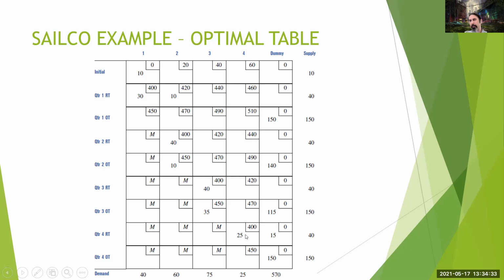For the fourth quarter, we are producing 25 in regular time. We're not producing anything in overtime, and this 50 of excess production we're not using. So 25 is used for the fourth quarter and 15 capacity is unused. The dummy means unused capacity once again. So this is the optimal solution, by the way, but finding the optimal solution is another story. So this is just a modeling part. This is how we model stuff.